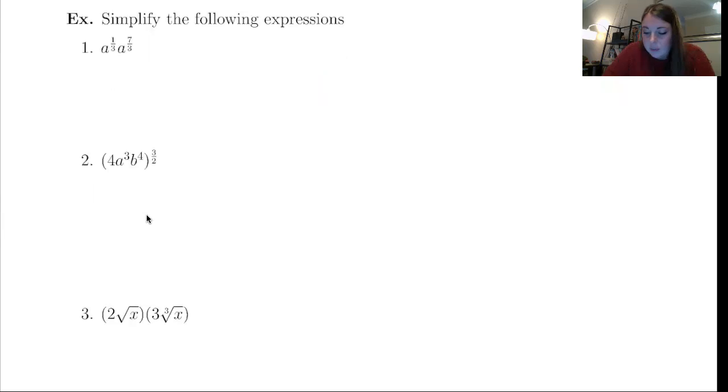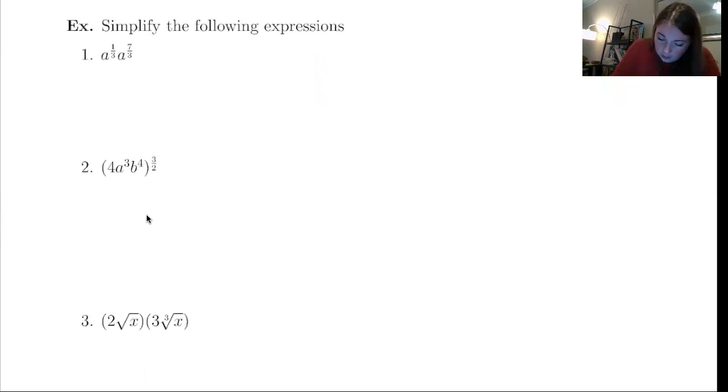So we're asked to simplify the following expressions. So remember, simplifying means I want to make it as small as possible. And by small, I mean number times variable to a number times the other variable to a number. And I really only want positive exponents, okay? So in number 1, my bases are the same. So what are my exponents going to do?